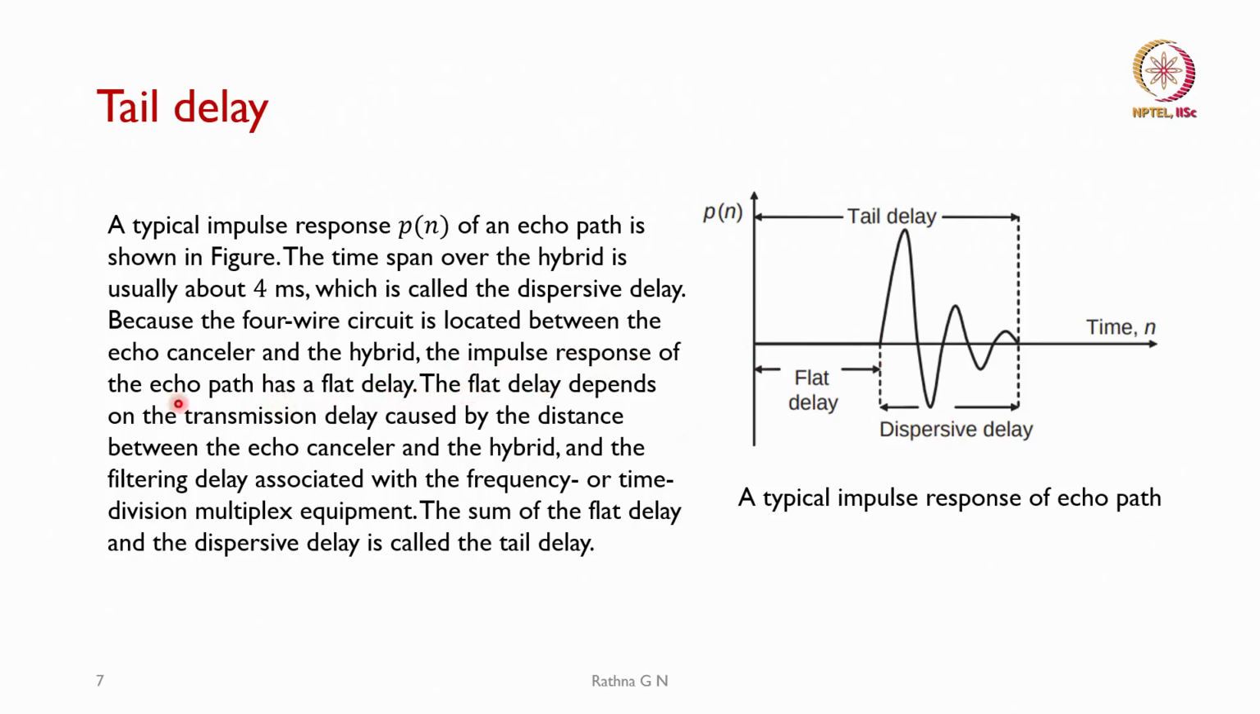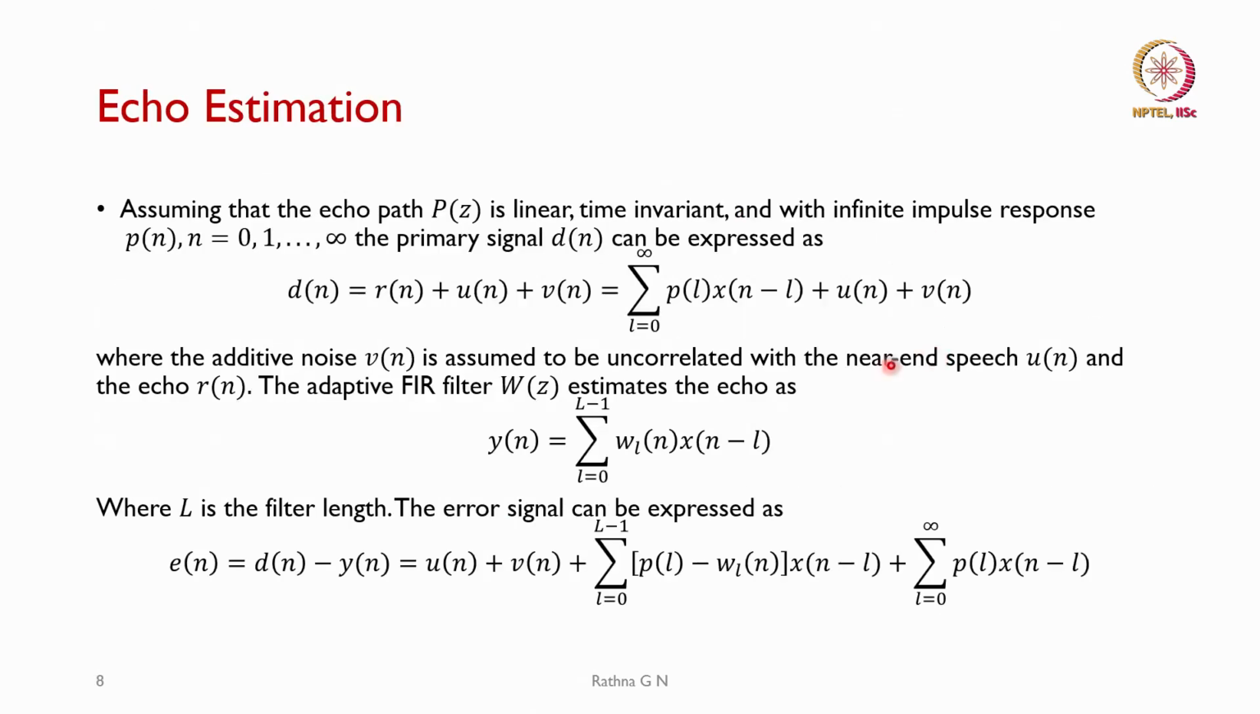The flat delay depends on the transmission delay caused by the distance between the echo canceller and the hybrid, and also it depends on the filtering delay associated with the frequency or time division multiplex equipment. The sum of the flat delay and the dispersive delay is called the tail delay. So, the complete thing, flat delay plus dispersive delay, is known as the time delay, which is shown in this figure.